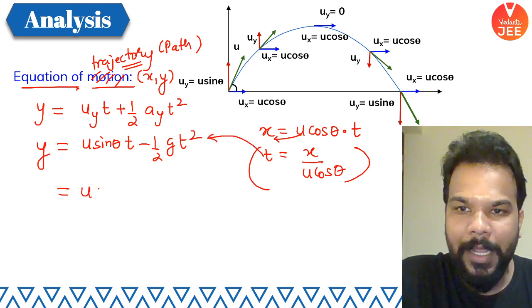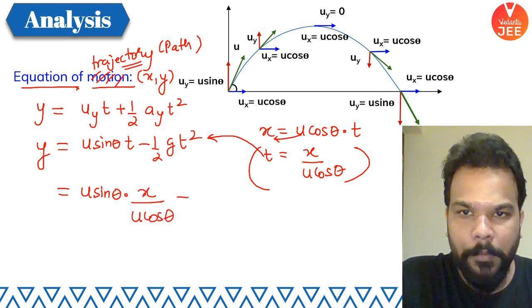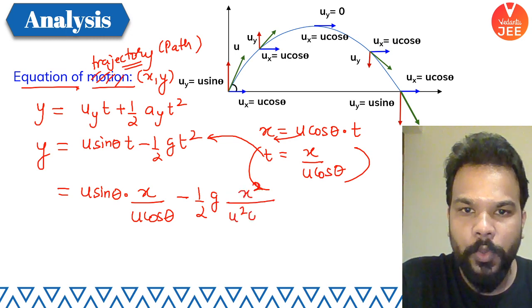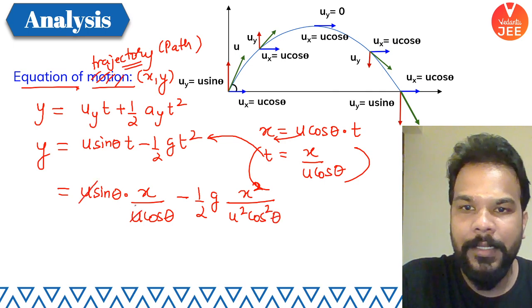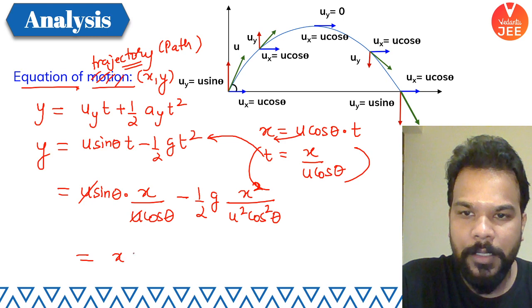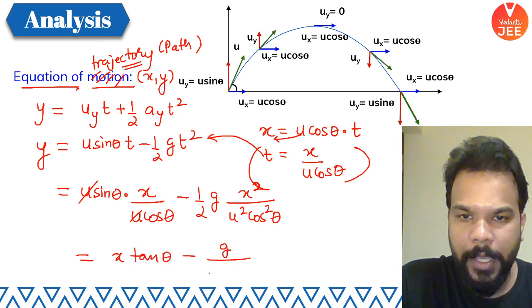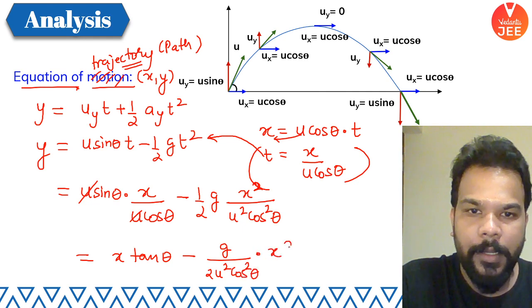So when I do that, I have u sine theta and t as x by u cos theta, minus half into g, and t square becomes x square by u square cos square theta. You can see that u and u get cancelled. Sin theta by cos theta becomes tan theta. So I have y equals x tan theta minus g by 2u square cos square theta into x square.